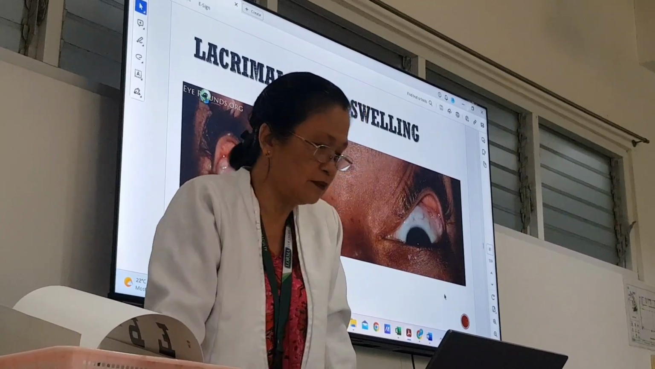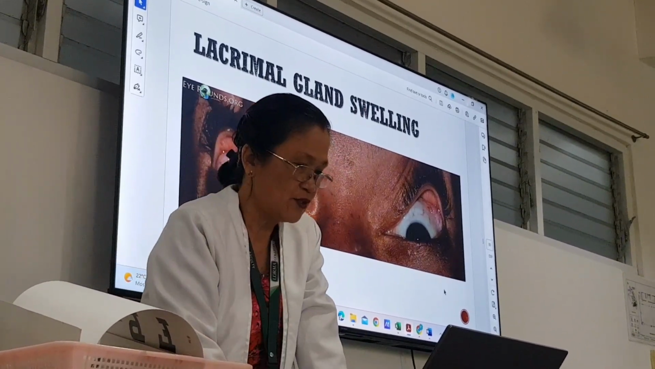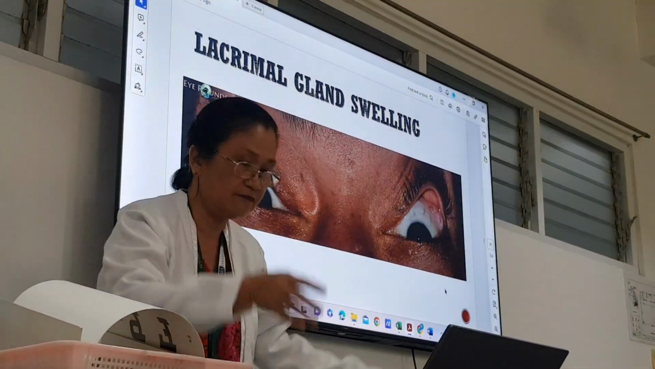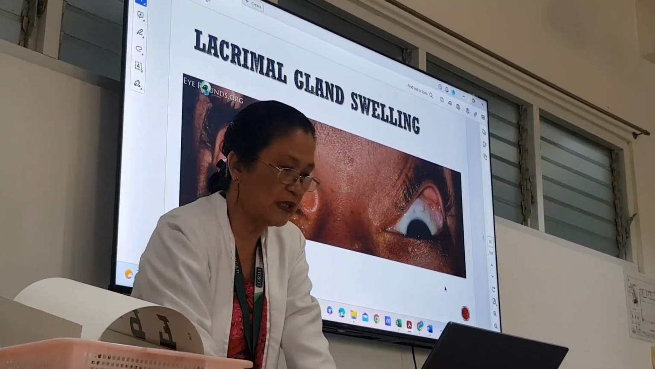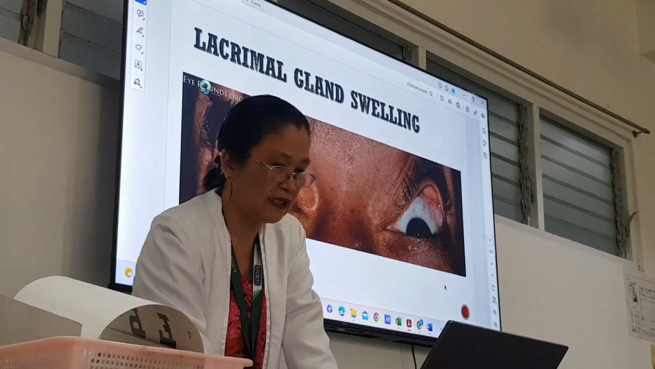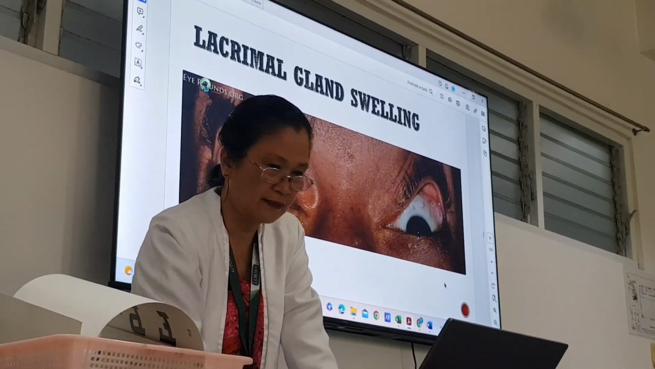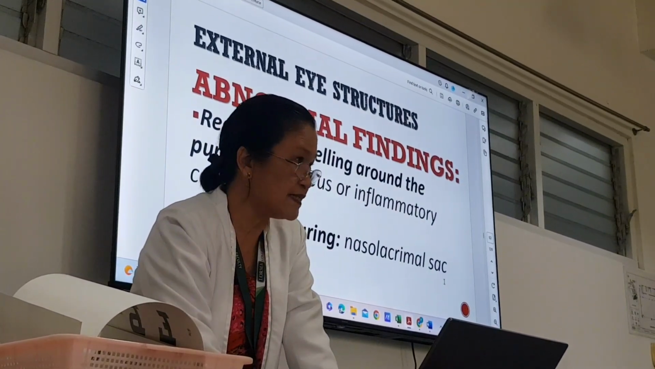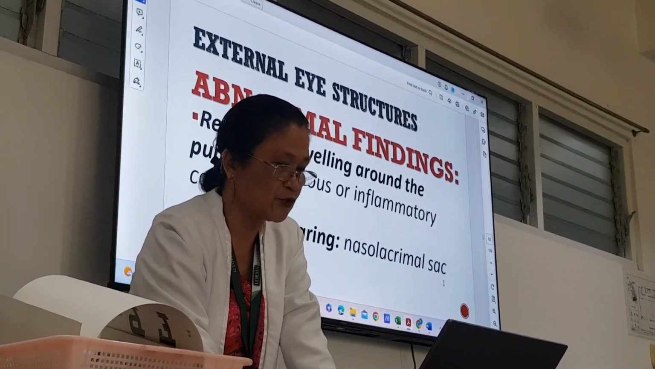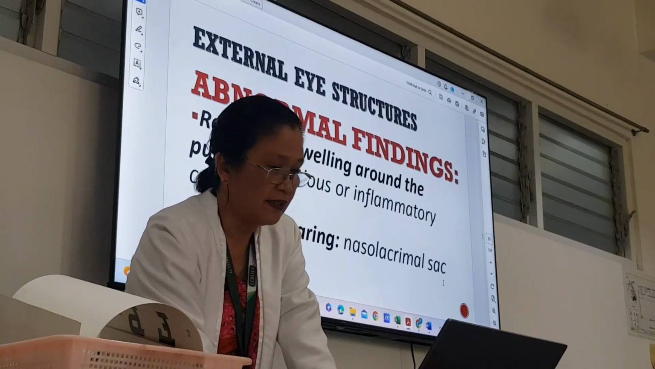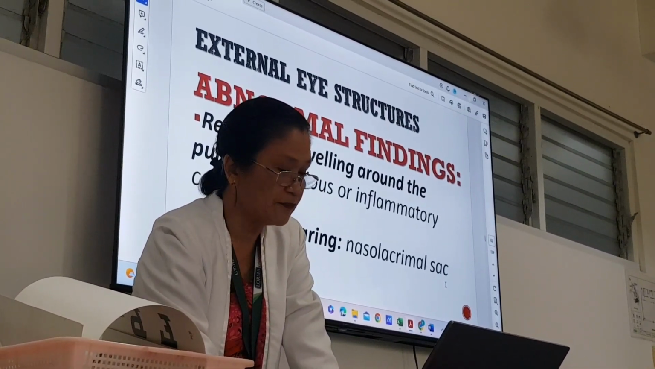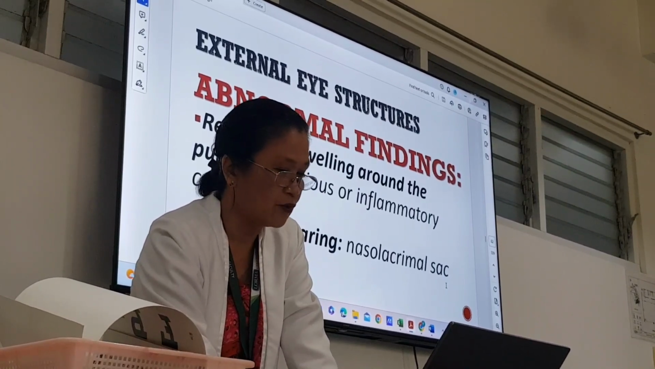Swelling, you can see, lacrimal dito, sa may side. May swelling siya. You are on the right eye. Then next, if there is abnormal findings, redness or infectious or inflammatory condition. And excessive tearing, nasolacrimal sac obstruction.